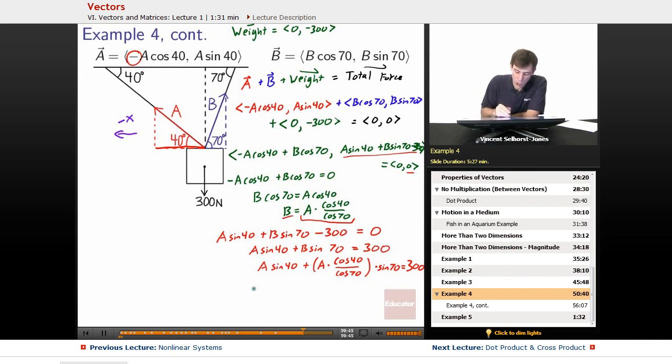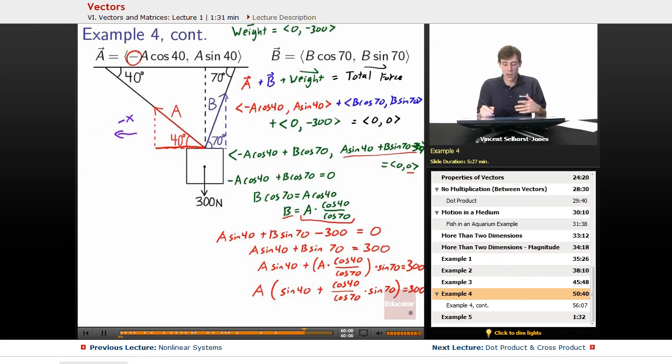So at this point, we pull out all of our A's. We've got A times sine 40 plus cosine 40 over cosine 70 times sine 70 equals 300. Notice that there's nothing we can cancel out there because we don't have any exactly matching things, but we can divide by it. A equals 300 divided by sine 40 plus cosine 40 over cosine 70 times sine 70.